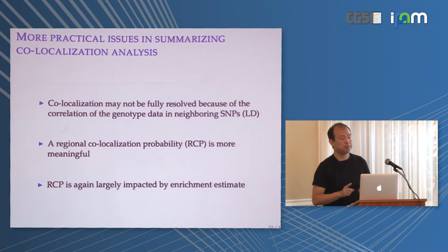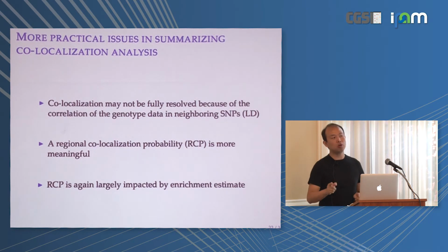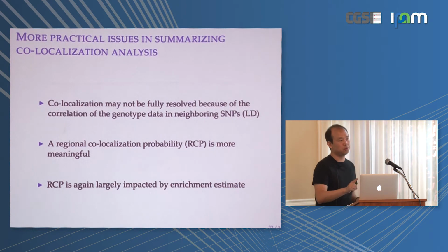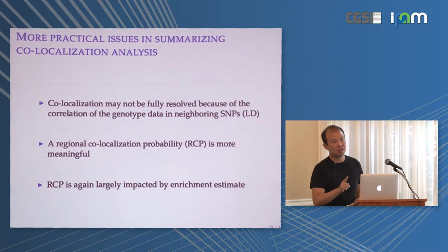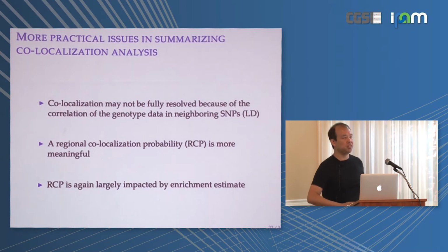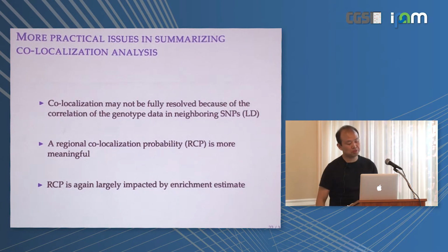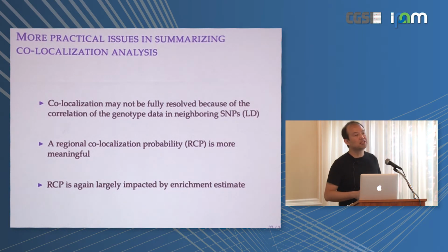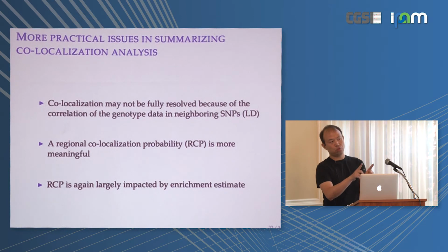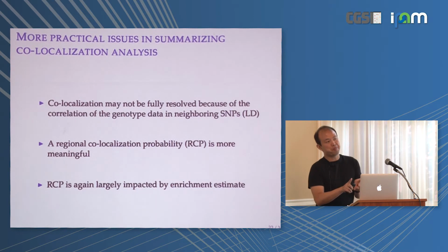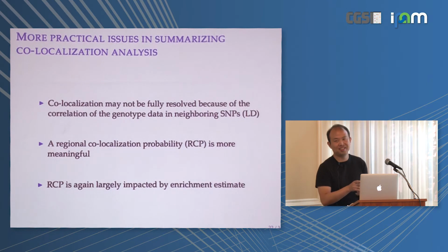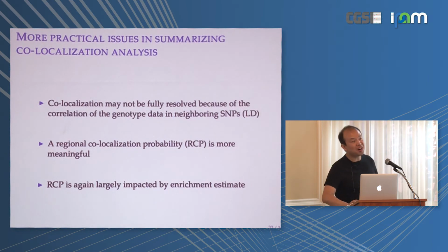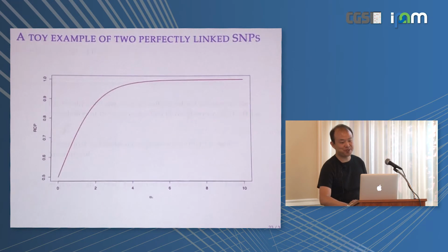If you have 2 SNPs in perfect LD, and I tell you with probability 1, there is 1 SNP that is causally associated with the GWAS, and with probability 1, there is 1 SNP that is causally associated with the eQTL, then I ask the question: what is the probability that this region, these 2 SNPs, contains a co-localized signal? I'll give you 5 seconds to think. All right, the answer depends on the enrichment parameter.